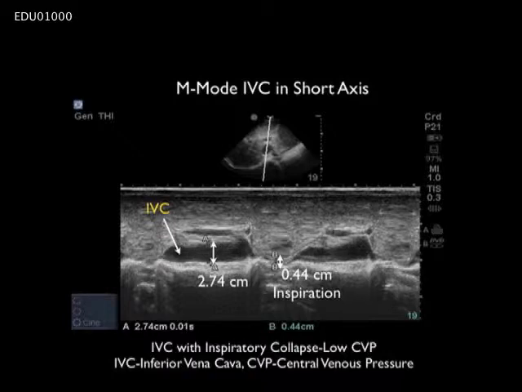0.44 centimeters during inspiration. And while we talked about the absolute size of the IVC as being a predictor of CVP, I actually think the percentage change during respiratory variation is more important as a predictor of CVP. And in this patient, we notice a greater than 50% change, indicating a relatively low CVP, less than 10 centimeters of water.